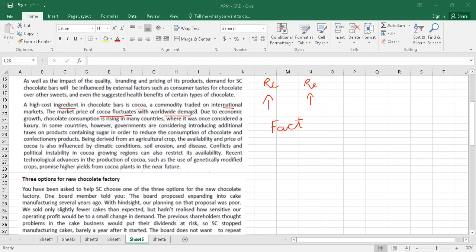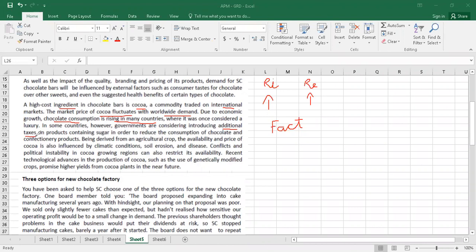Due to economic growth, chocolate consumption is rising in many countries. So the demand for chocolate is increasing. Chocolate consumption is rising in many countries where it was once considered a luxury. In some countries, however, governments are considering introducing additional taxes. So there's another aspect we have to remember. Governments are considering additional taxes on products containing sugar in order to reduce the consumption of chocolate and confectionery products.